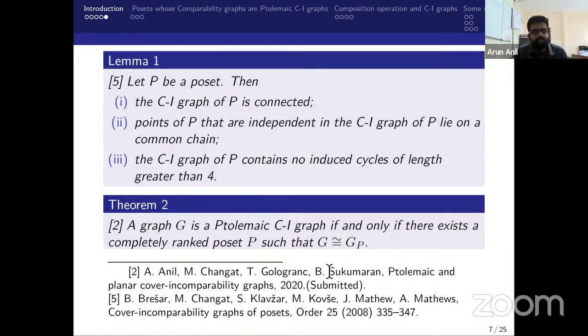The recognition complexity of the comparability graph is polynomial time, but the recognition complexity of the covering comparability graph is NP-complete. Hence, the problem of characterizing well-known subfamilies whose recognition complexity is polynomial time is very interesting. That's why we focus on posets whose comparability graphs are covering comparability graphs.